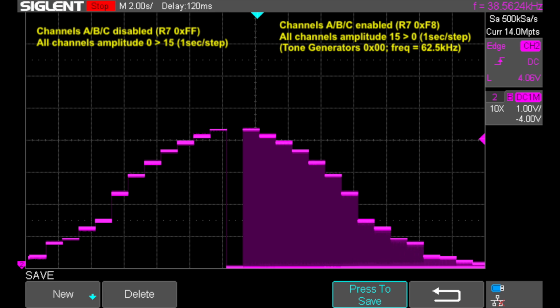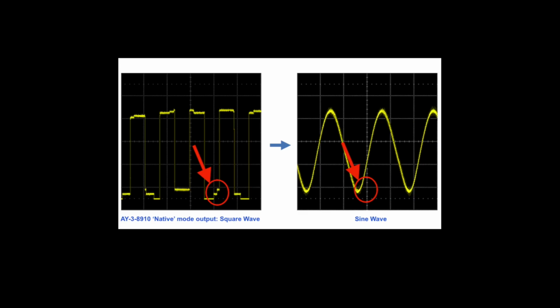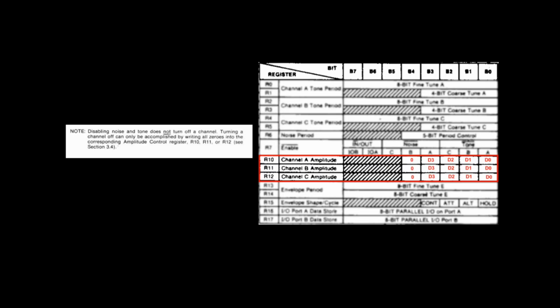We don't have any frequency component there. What is on the output is what we write into the amplitude registers. And in this way, I now have a method of recreating a sine wave, at least with a resolution of 4 bits.